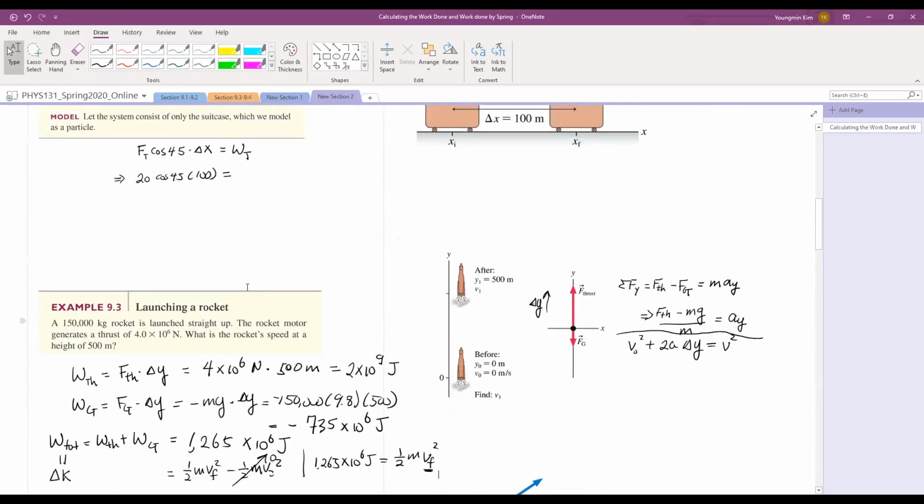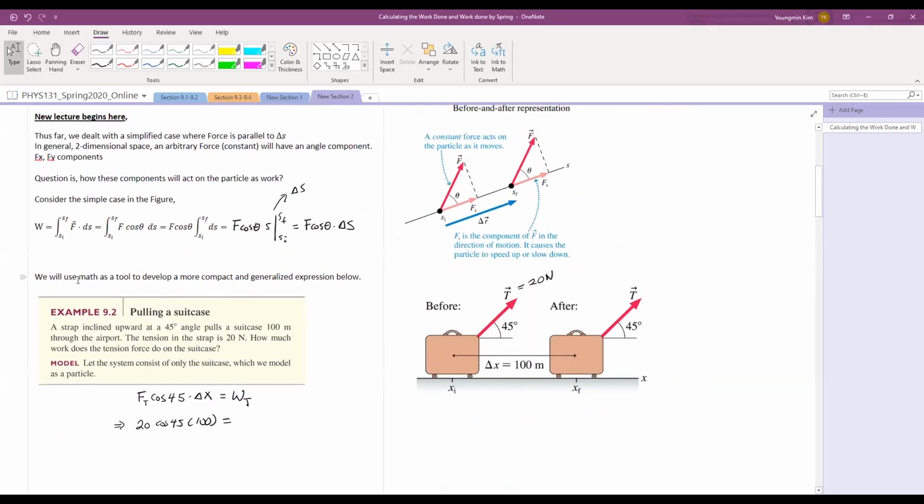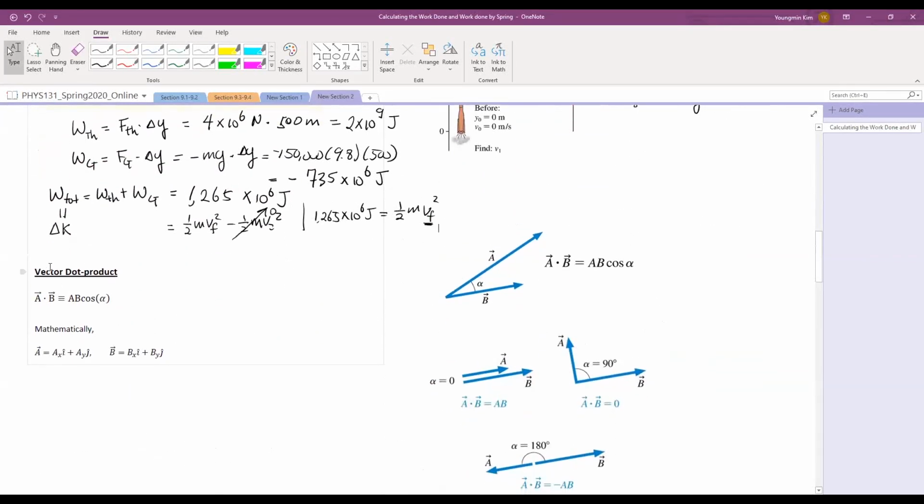Now, I mentioned earlier that we will use math as a tool to develop a more compact and generalized expression of the work. That mathematical tool is called the vector dot product. And if you have not yet seen a vector dot product, I hope that you have. It's defined as this. So for the vector dot product, the input is two vectors being involved, and this dot between them is an operation.